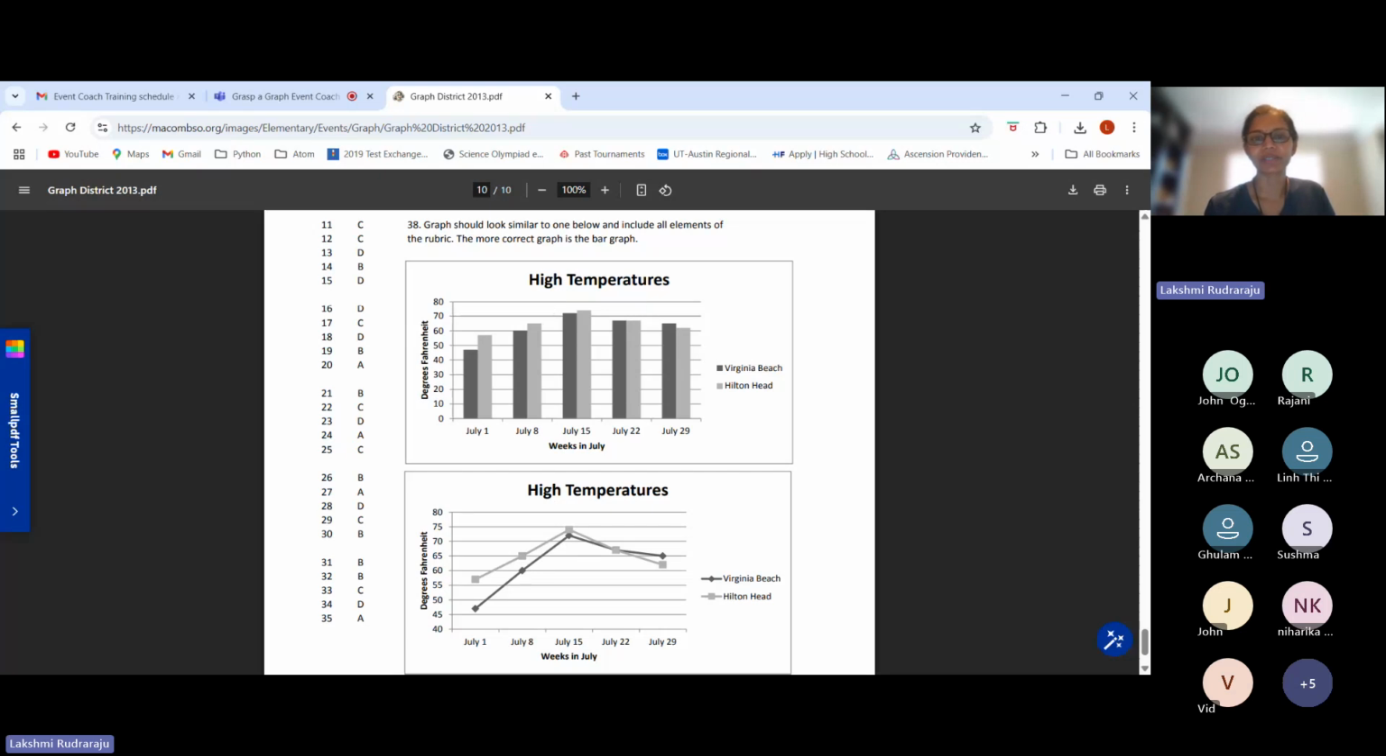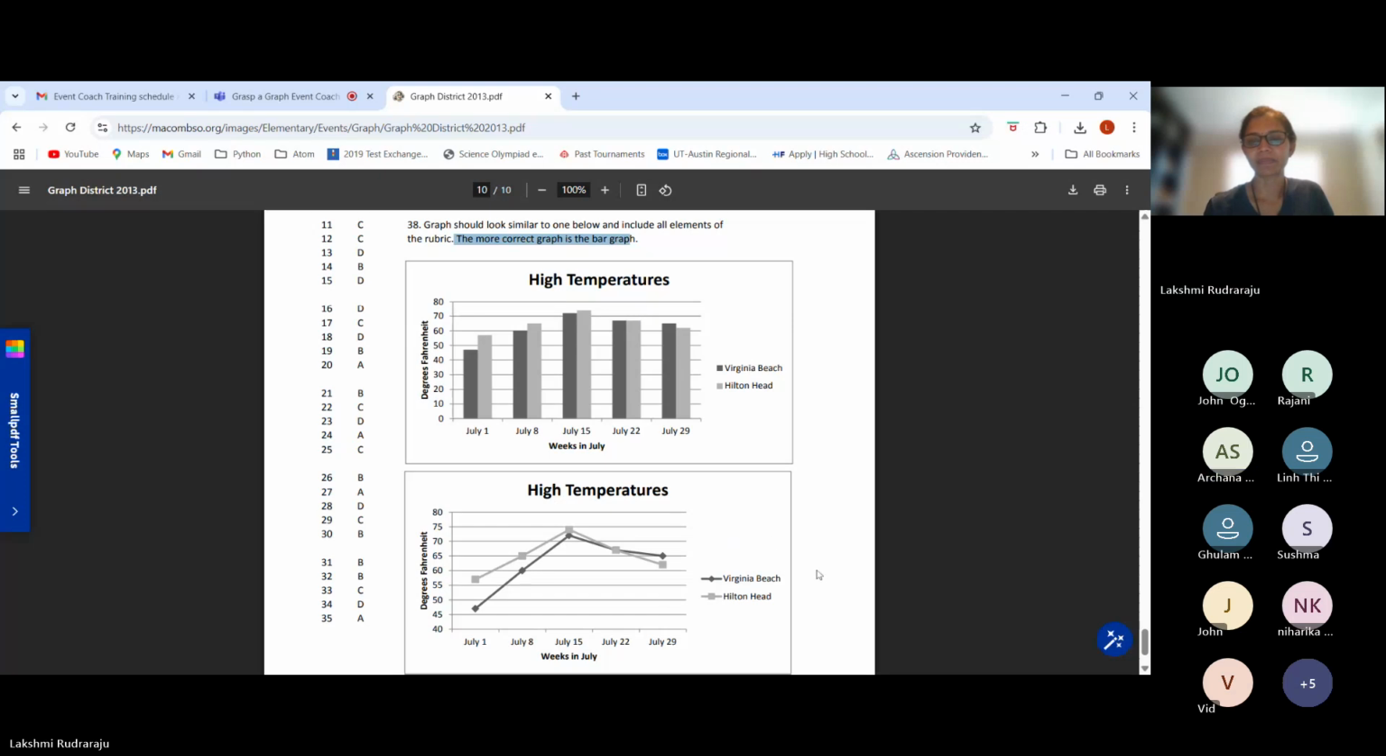Yeah, that is correct. Even though it says that here, what we usually try to do is, unless it is highly inaccurate, we won't penalize the kids. In this case, if they come up with either one of these formats of graphs, we go with the details that they provided here, and then we score them.